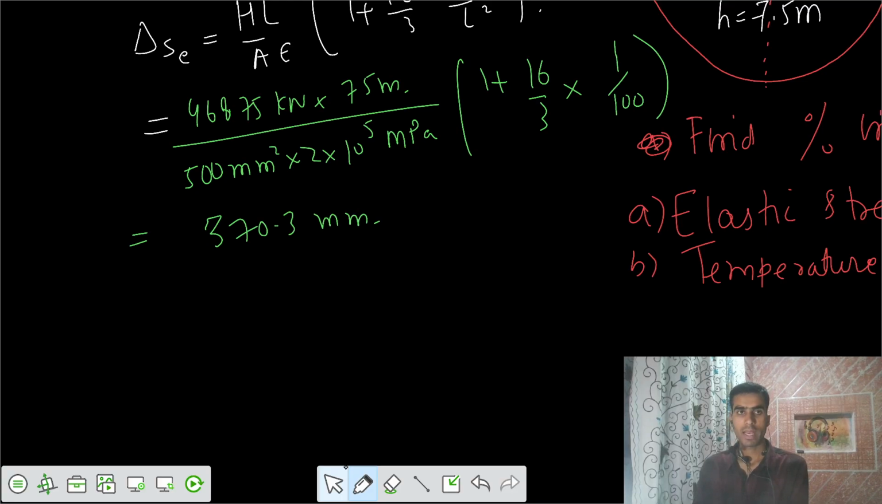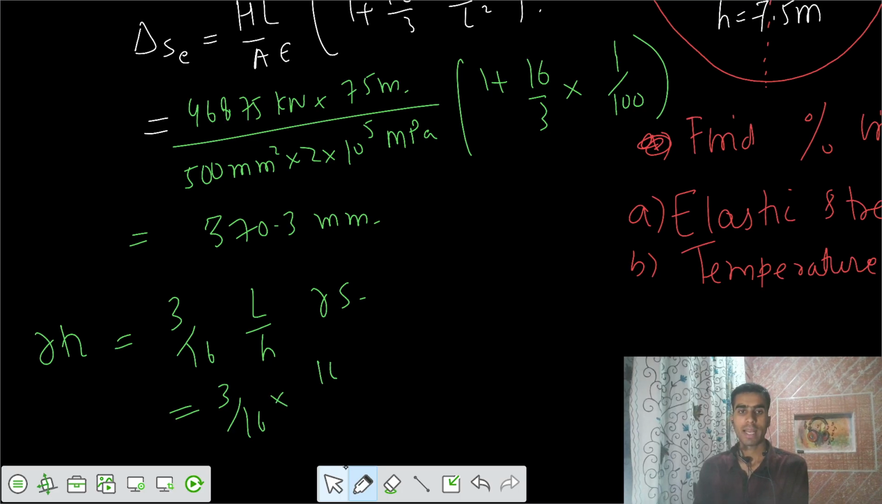And now because of delta S, because of the change in length of the cable, we have a change in the sag, that is ∂H, and we have that equation: ∂H equals 3/16 times L/H times ∂S. Now let's write those values. What do you know about the value of L/H? Is that 10? 75 by 7.5, and we have ∂S equals 370.3 millimeter, and that value comes out to be 694.3 millimeter.